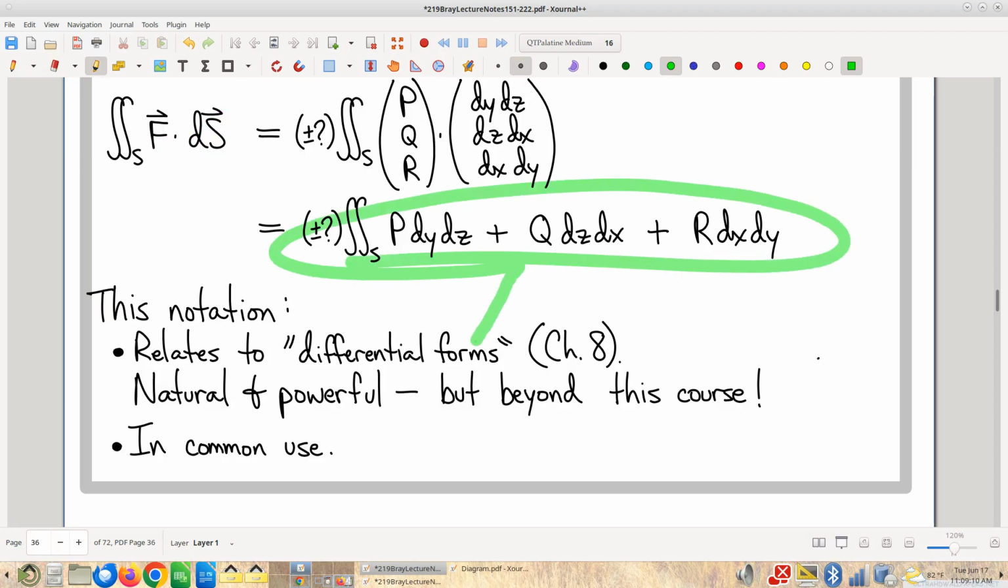This is what differential forms kind of look like. Not exactly, but it's pretty close. There are powerful ideas with differential forms. So there are great reasons to like this notation. They just don't show up in this course.